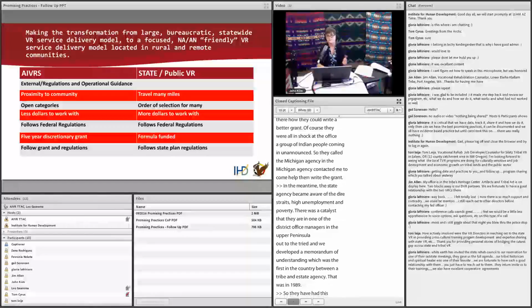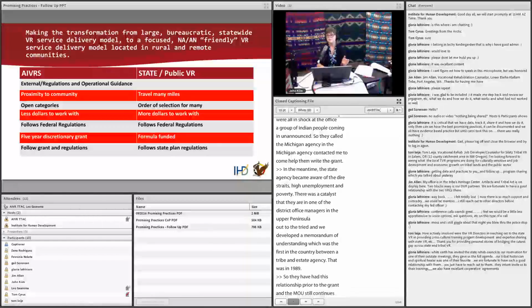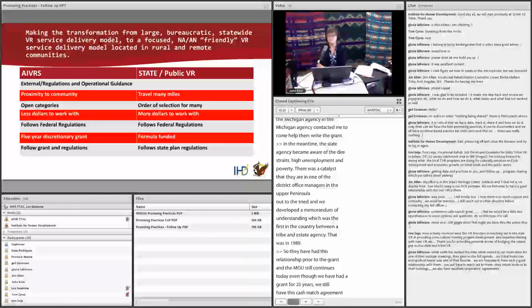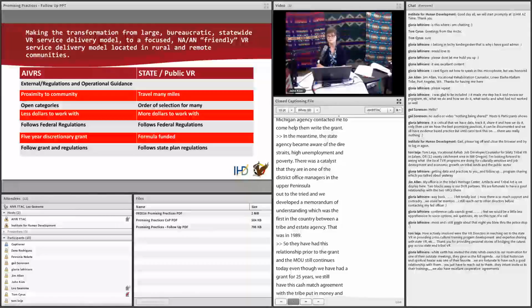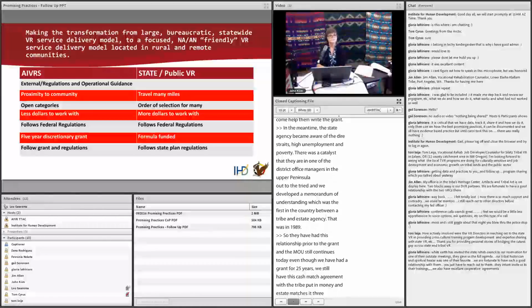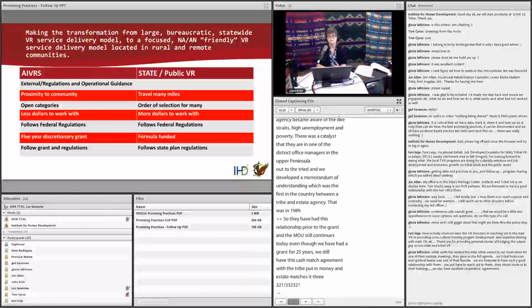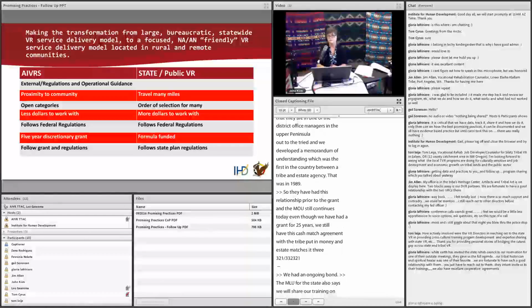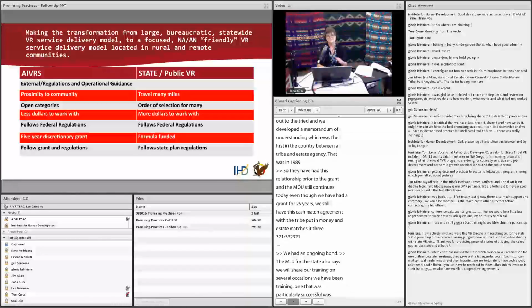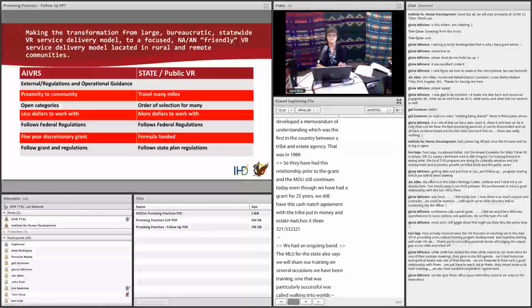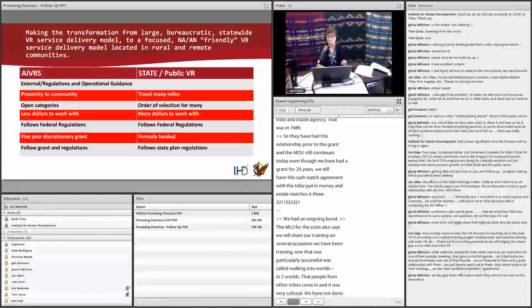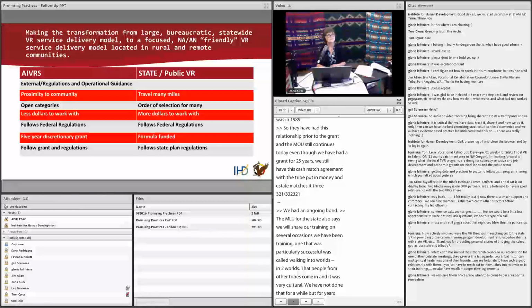Even though we've had our grant for 25 years, we still have this cash match agreement where the tribe puts in money and the state matches it 3-to-1 for some case service dollars. And then their counselor comes to Hannahville and works with our Visions counselors about one day every other week. So we've had this ongoing bond, and our MOU with the state also says that we will share our training, and on several occasions we have done training. One that was particularly successful was called Walking in Two Worlds, and we did the tribal and the VR side together, and we had people from other tribes come in. It was very cultural, and we haven't done that for a while, but for years afterwards, we did two of them, people would comment on that, and I would get emails asking when we could do one again. So that was one way of doing it.